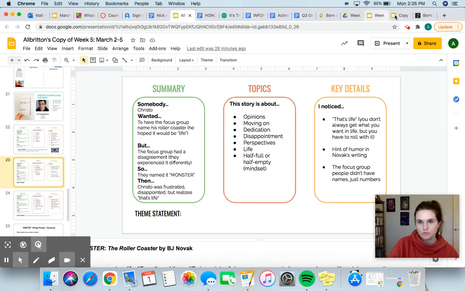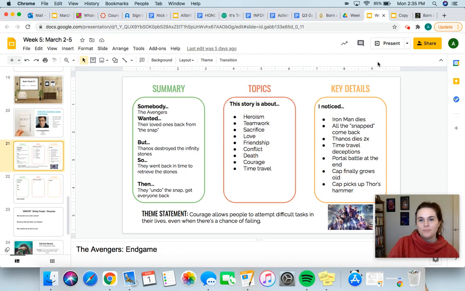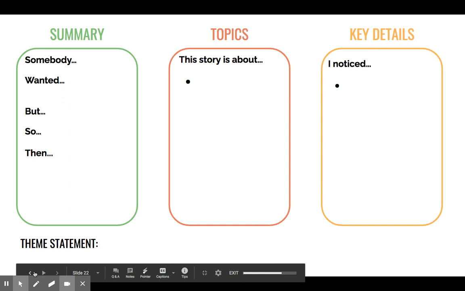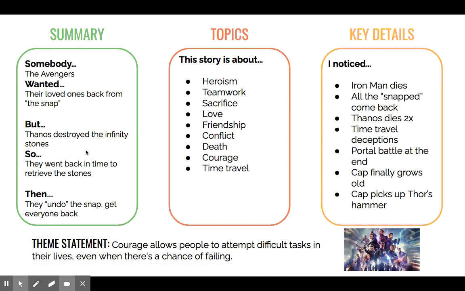So after reading that a second time and thinking about those things, let me switch over. Okay, so we're going to use this graphic organizer. This is an example, but it should look like this, empty. So we're going to come up with a summary, we're going to list topics and then key details, and all of that is going to help us come up with a theme statement.